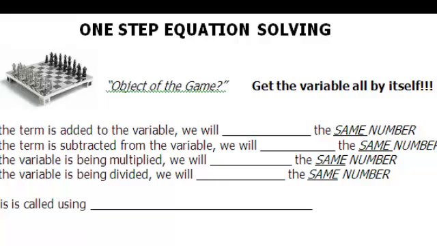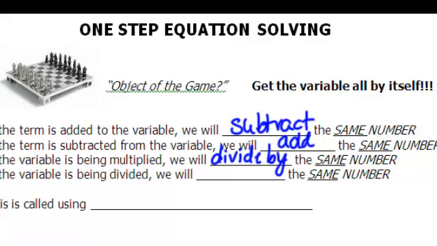Well, if we have something that's being added to our variable, we'll subtract the same number. If we have something that's being subtracted, then we'll add that same number. If the variable is being multiplied, we'll divide by the same number. And if the variable is being divided, we'll multiply by the same number. This is called using inverse operations.